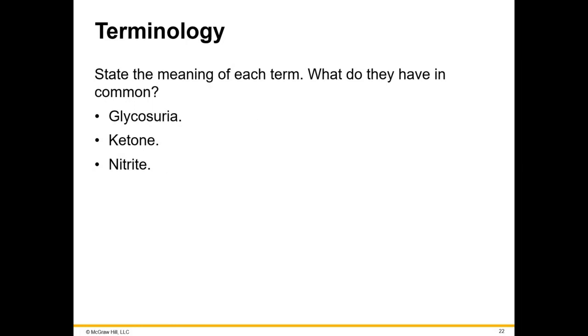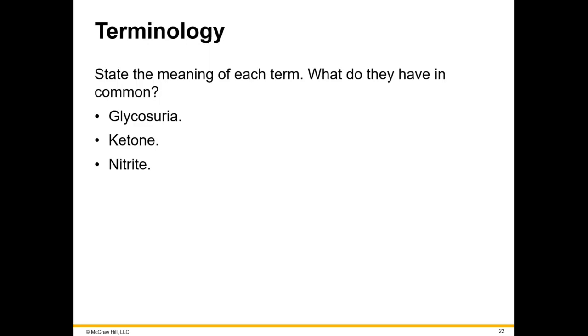Beautiful. Terminology. State the meaning of each term. What do they have in common? So we have glycosuria, ketone, and nitrite. Excuse me, saying that wrong. So in this case, what do you think glycosuria is? If we had to guess, and you had those word parts in there, what do you think?